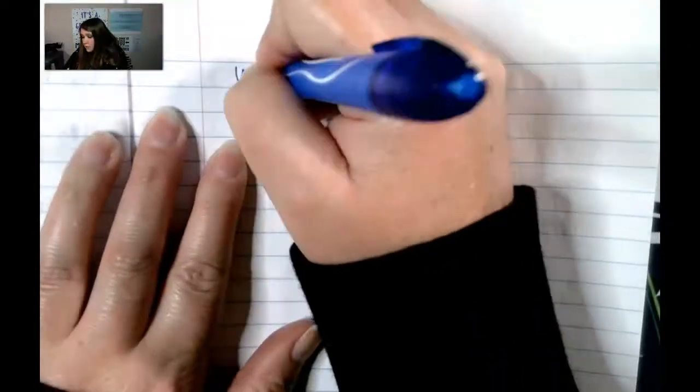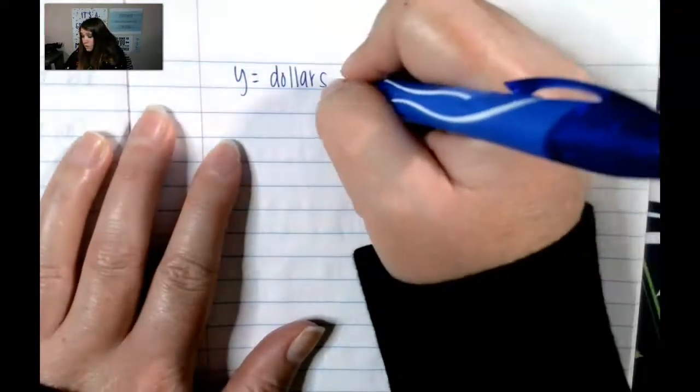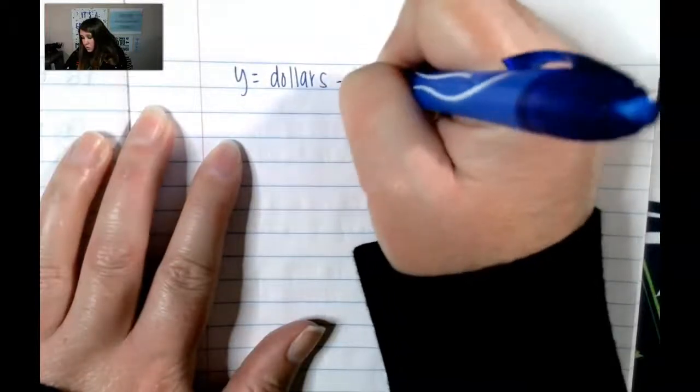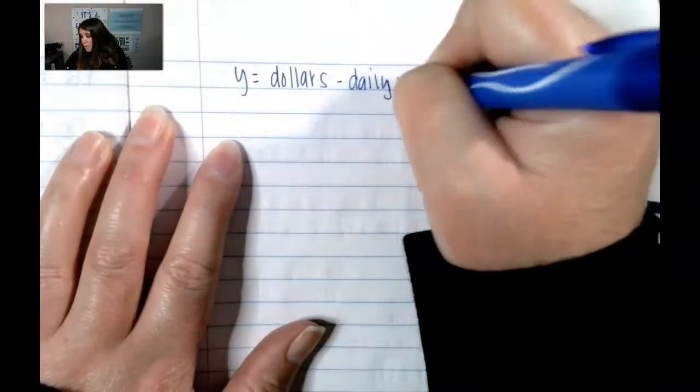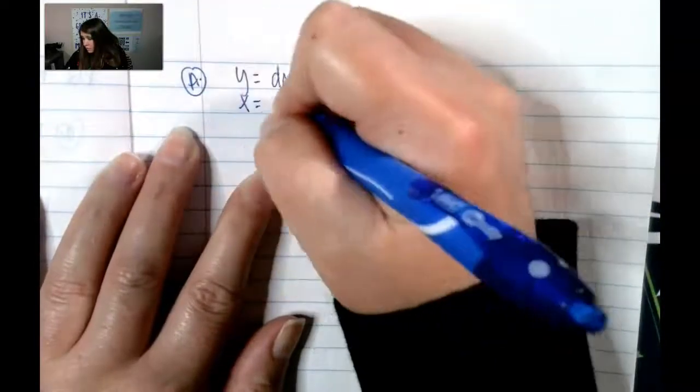So we're going to create an equation that shows the relationship between assembling things and how much money you're going to make. So let's look at what this means. So Y represents dollars, or the daily wage, how much money you make. And the X is number of things assembled.